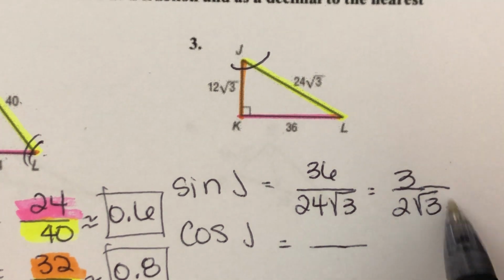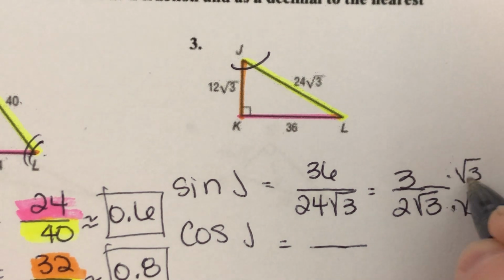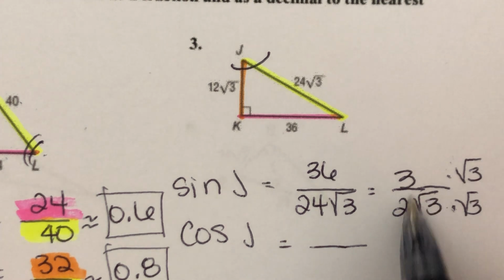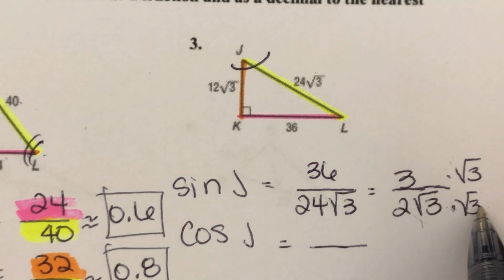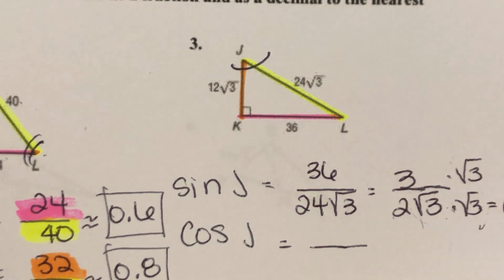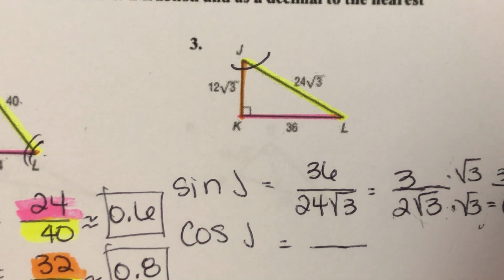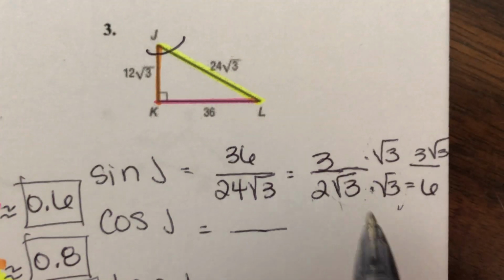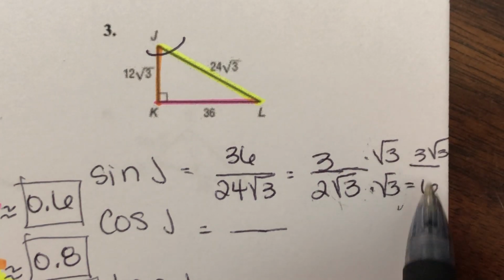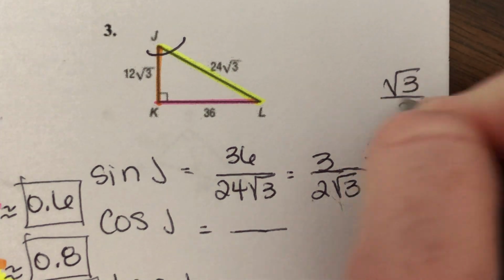And then if I multiply the top and bottom by the square root of 3, on the bottom, these two get squared. So square root of 3 squared is just 3. So I end up with 2 times 3, which is 6, and this is going to be 3 times the square root of 3. And I can simplify 3 over 6 to 1 over 2. So this is going to be square root of 3 over 2, right?